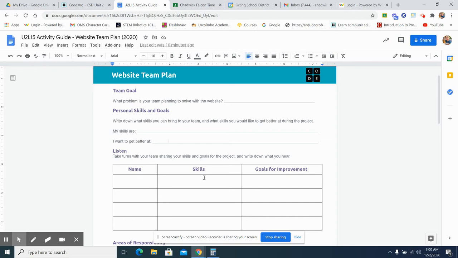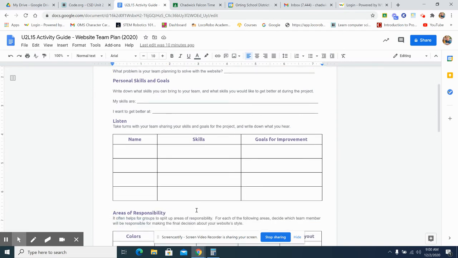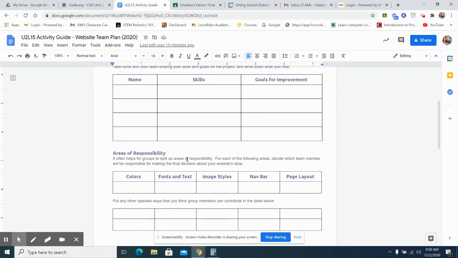What are their skills? What are their goals for improvement? And share yours. Everybody should have everybody's skills and goals for improvement written down, as well as their names. So areas of responsibility. Maybe we need to split up things. So who's in charge of colors? Who's in charge of fonts and text?